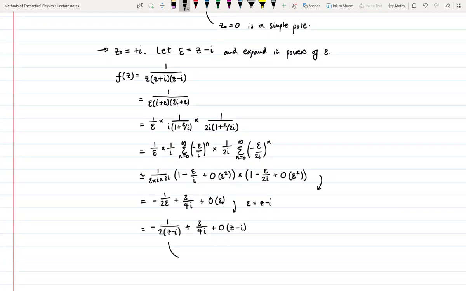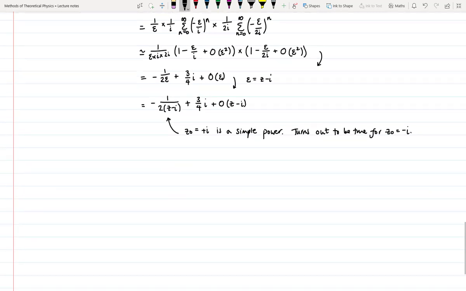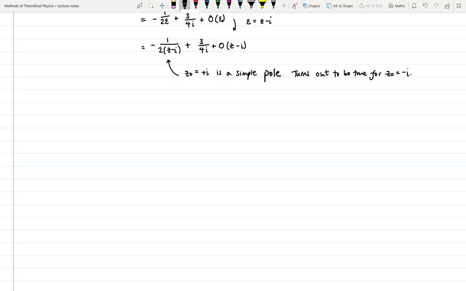That means that we can read off from this first term that z0 is plus i. That singularity is a simple pole, because the most negative power is z minus z0 to the power of minus 1. And you can check for yourselves, but this turns out to be true also for the other singularity at z0 equals minus i. Okay, so that's it for some examples.